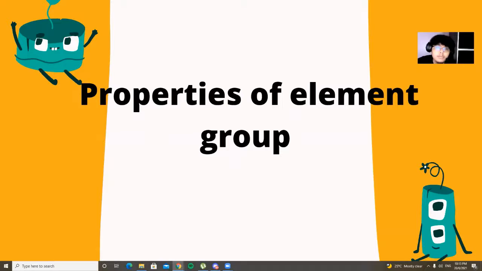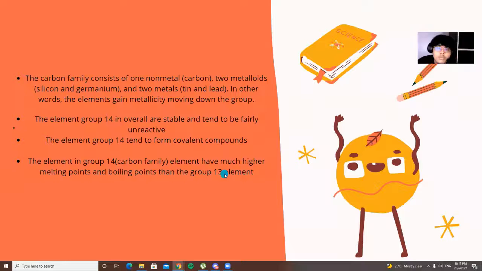Now we will jump to the properties of element group 14. The carbon family consists of one non-metal, which is carbon, and two metalloids, which is like a combination of metal and non-metal: silicon and germanium. And two metals, which are tin and lead. In other words, the elements gain metallicity moving down the group, so if we go down the group, it becomes more metallic. The trend is from non-metal carbon to metal plumbum.